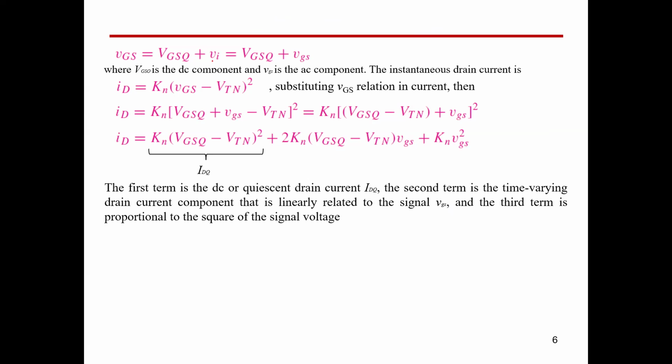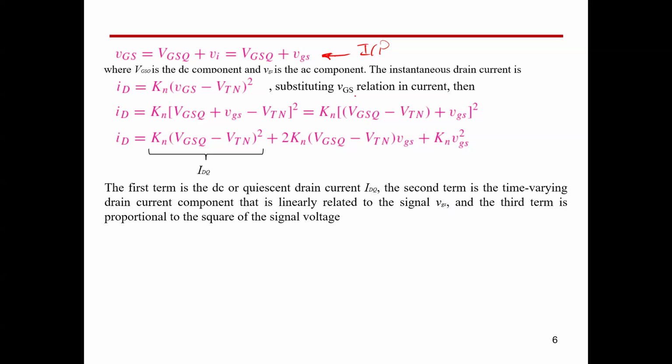And again, VGS or VI are the same, so we are going to refer to VGS here as the input signal of our amplifier. So we can say this is VGSQ, capital, plus little vgs. So this is now the input of our amplifier.